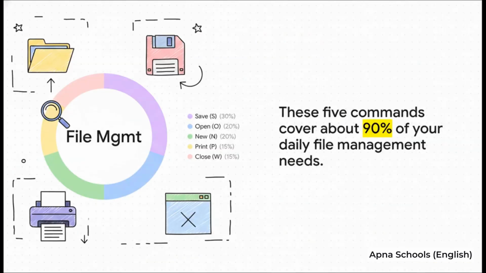You can pretty much forget the file menu. Control+N for a new document. Control+O to open an existing one. Control+S is your best friend, save your work constantly. Control+P brings up the print menu, and Control+W closes whatever you're working on. Honestly, these five commands cover about 90% of all your file management needs.